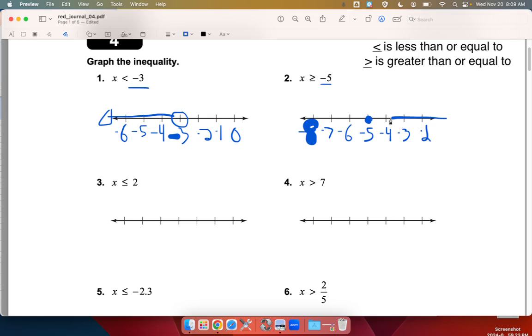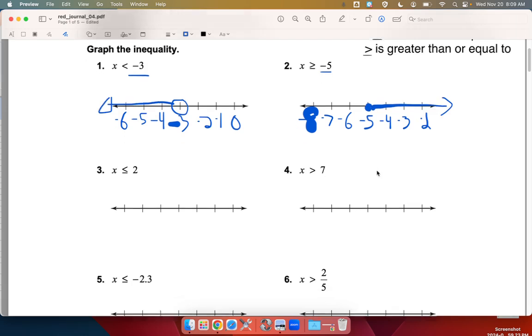And then for shading, in class I talked about how you could shade really thickly if you wanted. Otherwise, just shade, put a big arrow, so that way you and I, everyone can see that you're shading to the right where all the numbers are greater, they're warmer than -5. And we just continue on with all those.